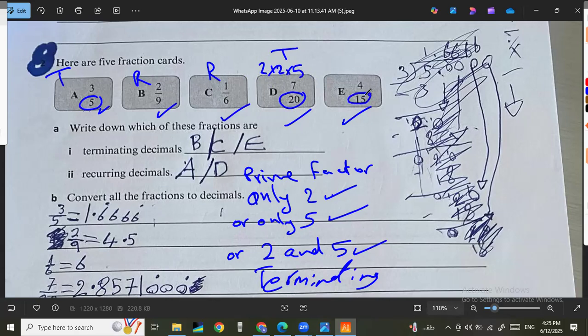4 over 15. Yes, Mister, the denominator here has prime factors other than 2 and 5, which is actually 3, one of the prime factors of 15. So it is definitely going to be recurring.